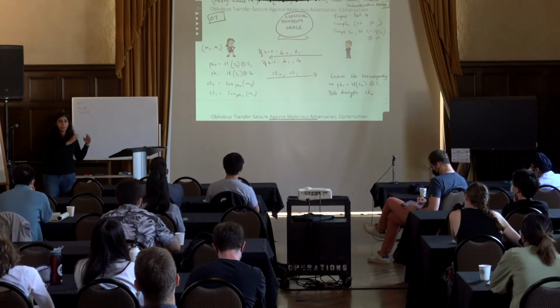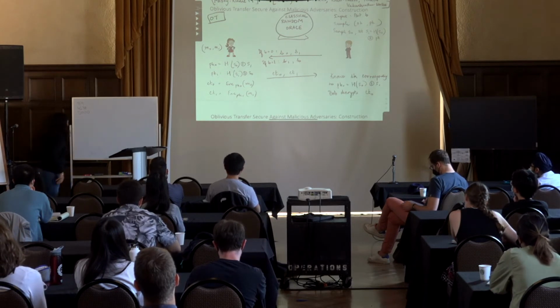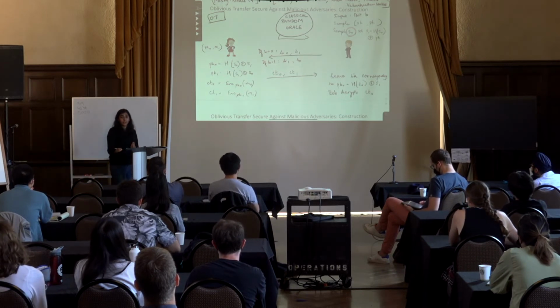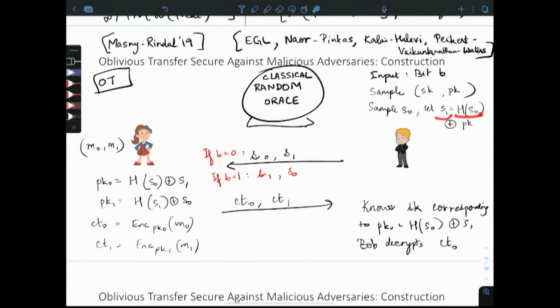Alice's messages should be completely independent of Bob's input. It turns out here that because S0 was sampled randomly, and then S1 was set as hash of S0 XOR PK, just the randomness of the random oracle plus the randomness in setting S0 makes it so that S0, S1 are actually uniformly random. You need to make some additional assumptions from the specific public key encryption scheme, which is that the public keys are indistinguishable from being uniformly random.